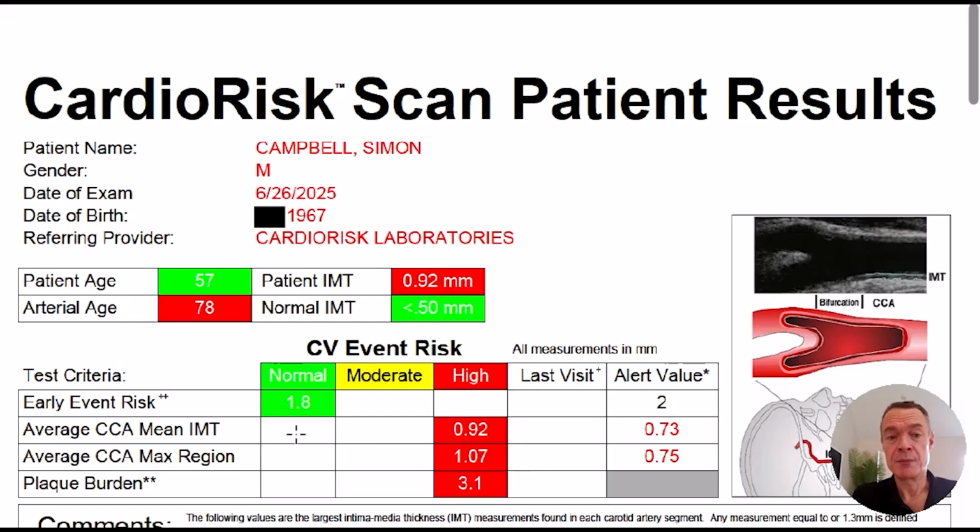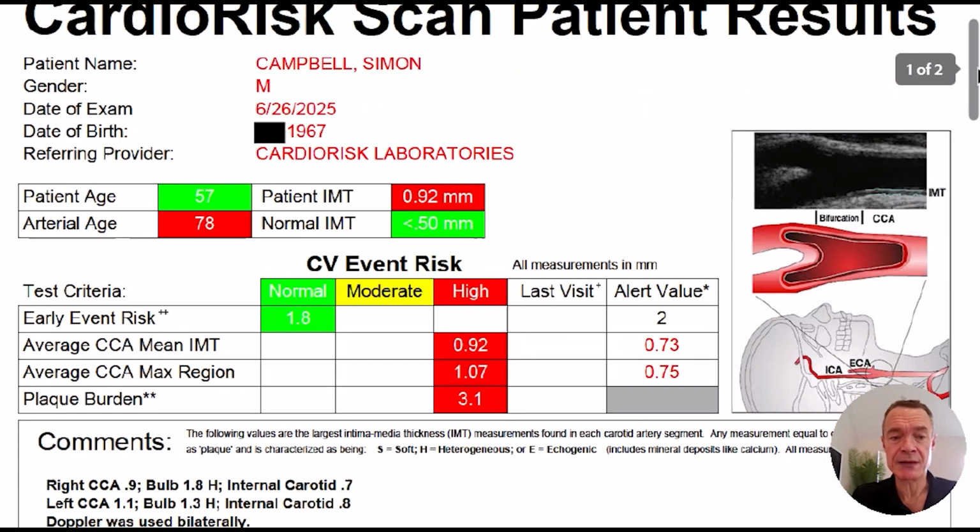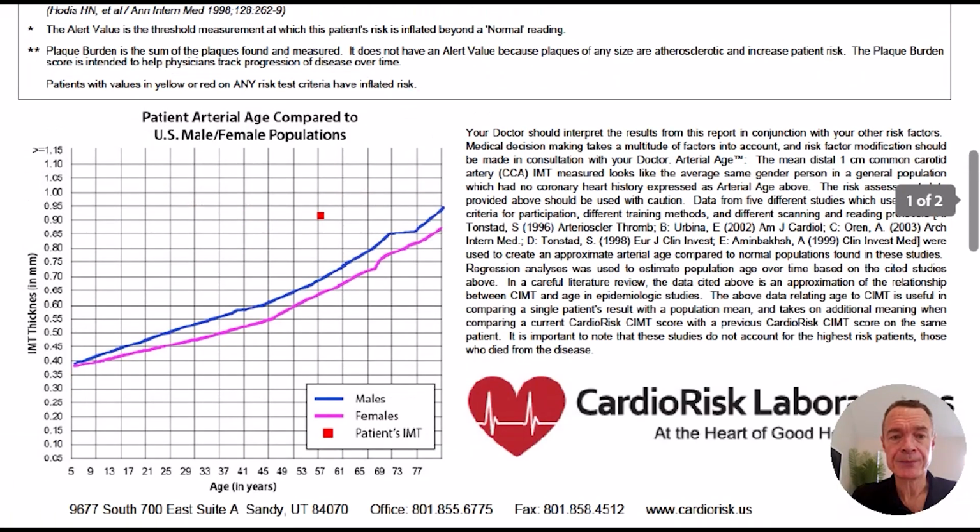And they get the alert value from looking at the chart of what is typical for people my age, or in your case, your age. So that goes down to the bottom left corner here. You can see the chart. The blue line is men, the pink line is women. This is intima-media thickness mean for men and women.